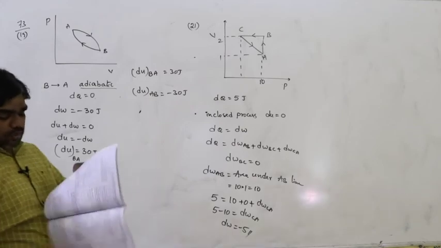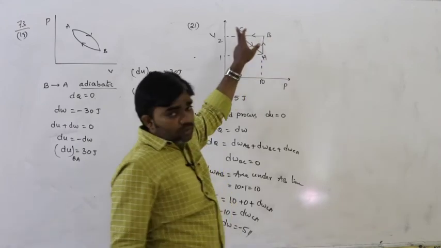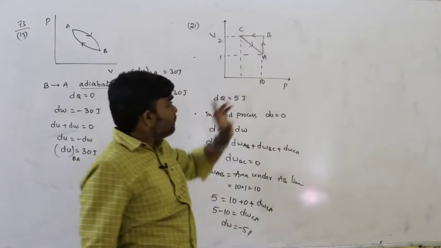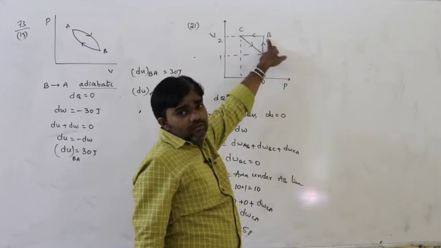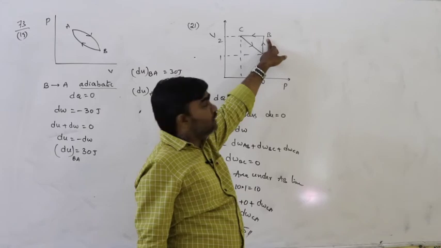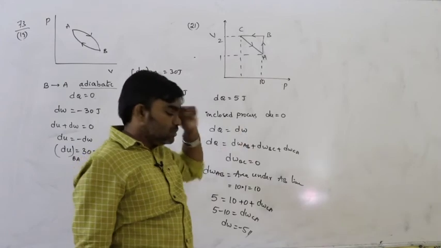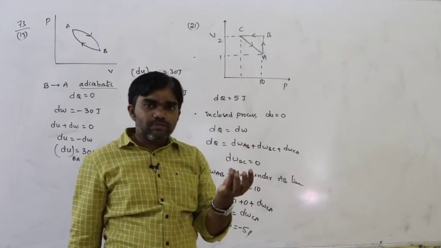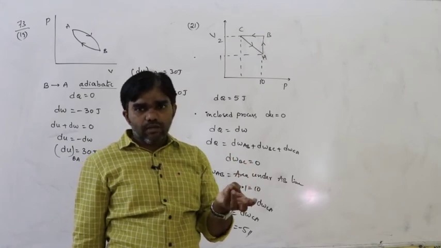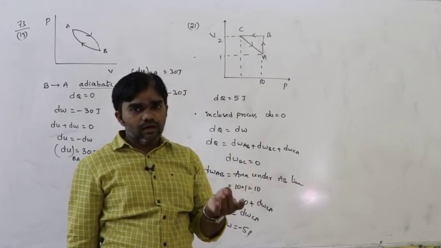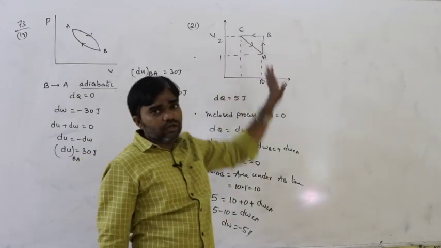So this is the way to do the problem. Depending on the shape of the graph, we have to work out what the process is. Here the pressure remains constant, so the heat supplied is used for external work and internal energy. But from B to C, volume is constant, so work done must be 0. You must keep in your tips how the first law of thermodynamics varies in isothermal, adiabatic, isobaric and isochoric cases. Then only it is easy to do the graphs.